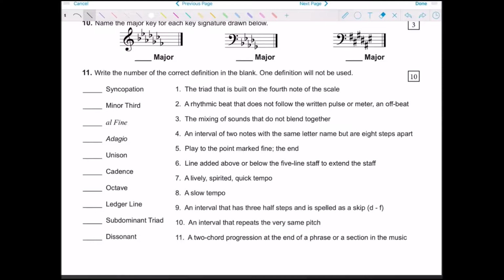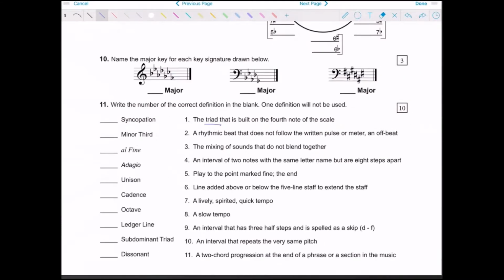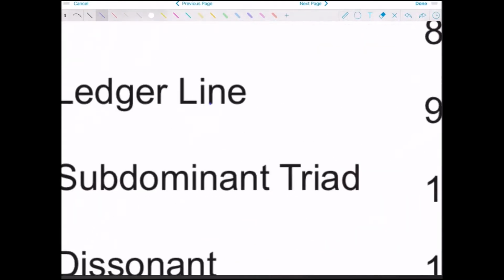It says the triad that is built on the fourth note of the scale. The triad, key word right there. Remember this word triad, so the definition is going to have triad in it. We have a minor triad, that doesn't make sense, and we have a subdominant triad.